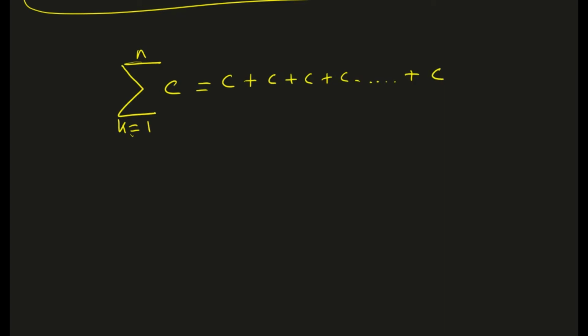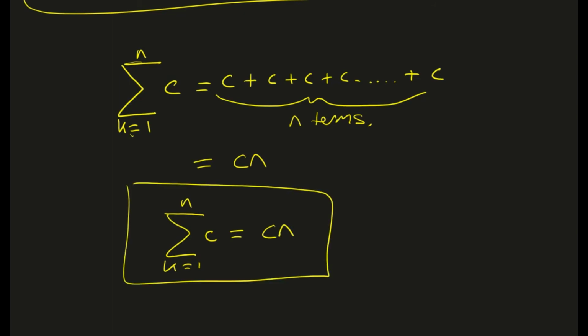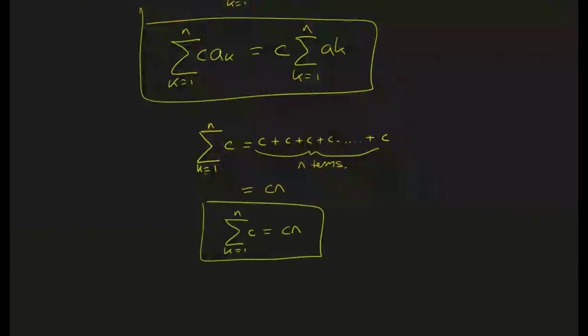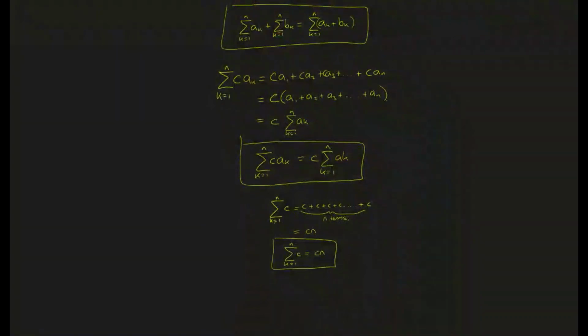Now, that isn't very interesting, but we do have one last piece of information we can use. We do actually know how many terms there are, because if we start at 1 and we end at n, there's going to be n terms in this list. So actually what we have here is c times n. So if we ever see this, the sum of a constant, it's just going to be the constant times the number of terms. This is a really important result too. So with those three results understood, let's take a look at some more examples where we can use and apply these.